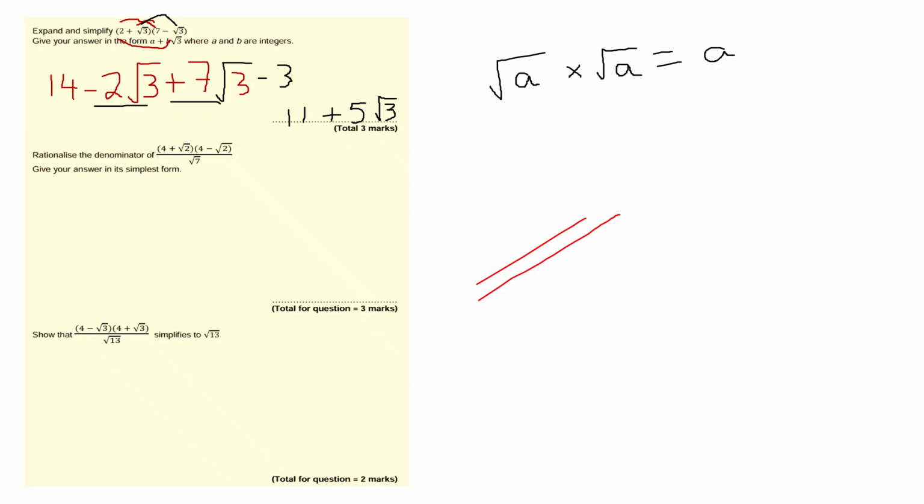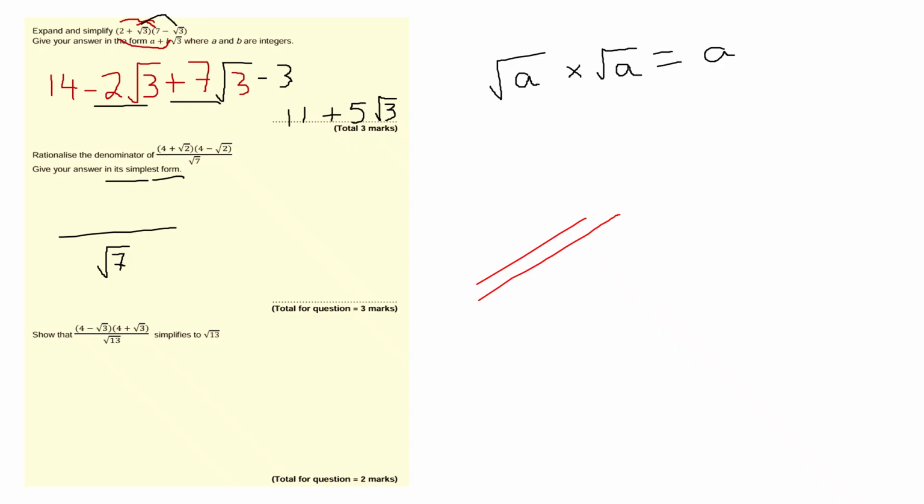Next up, we're asked to rationalize the denominator of (4 plus root 2) times (4 minus root 2) all over root 7. Give your answer in its simplest form. Rationalize means to get rid of the surd on the denominator. First step is I'm going to simplify the numerator before I rationalize. Some of you who are more observant, or may know, at higher level, will see that I've got the difference of 2 squares on the top.